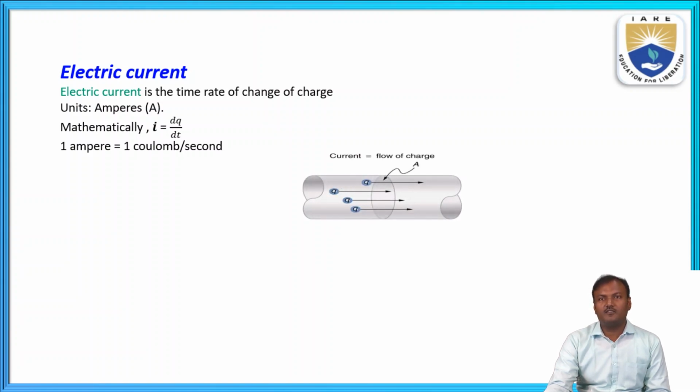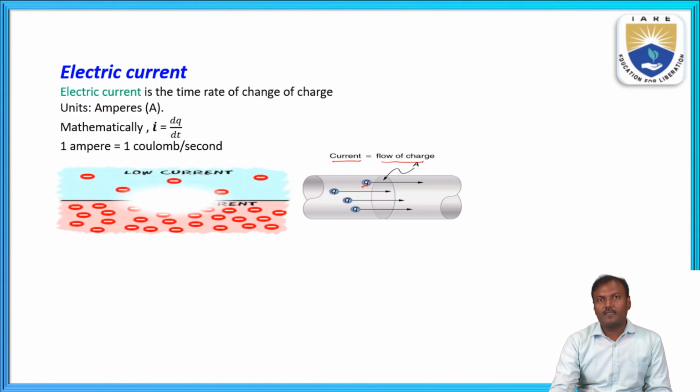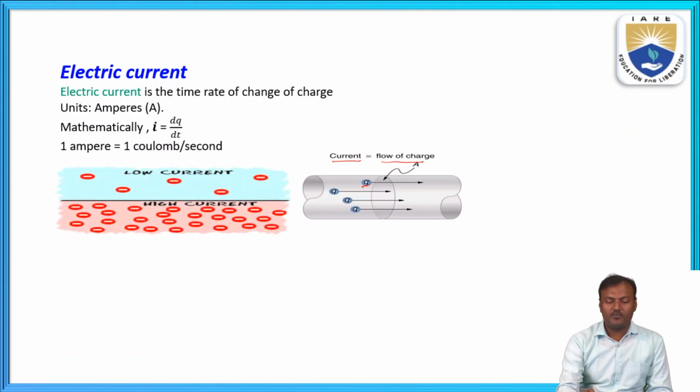So here it is represented the direction of current. Q is the charge which is transferred from one point to another point, known as current, that is, flow of charge. Here the upper portion represents a smaller number of electrons, which is represented as low current, and the lower portion represents a higher number of electrons, which is represented as a high current.